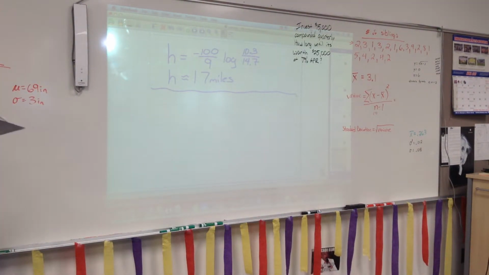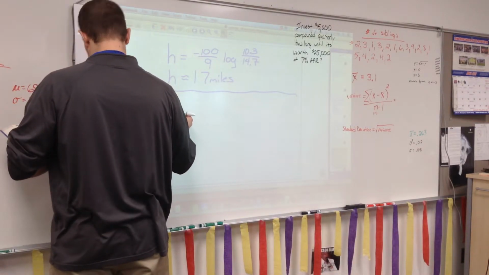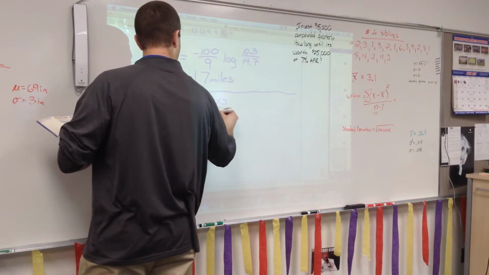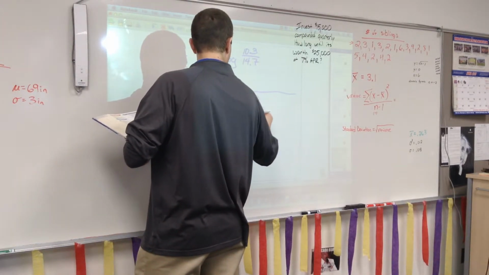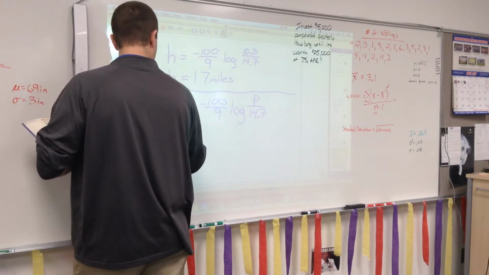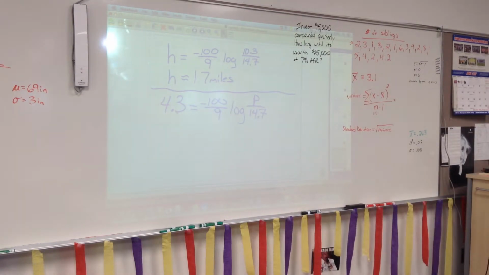Next one. If the jet's altitude is 4.3 miles above sea level, what is the air pressure outside of the jet? So now how will that setup look? Negative 100 over 9 log P over 14.7 equals how much? 4.3. Very good.